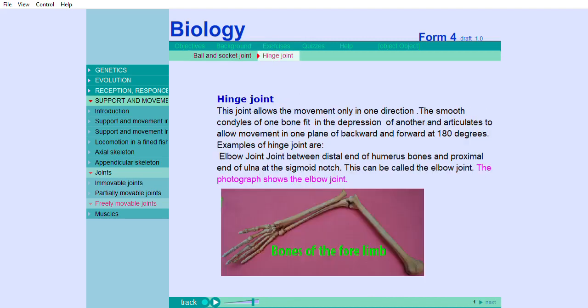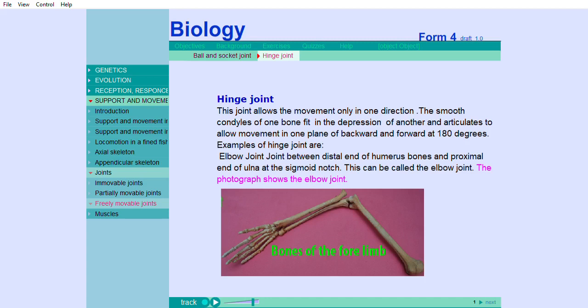Hinge joint. This joint allows the movement only in one direction. The smooth condyles of one bone fit in the depression of another and articulate to allow movement in one plane of backward and forward at 180 degrees.